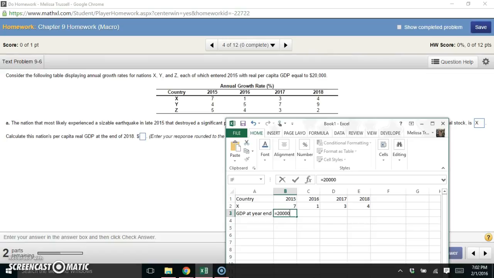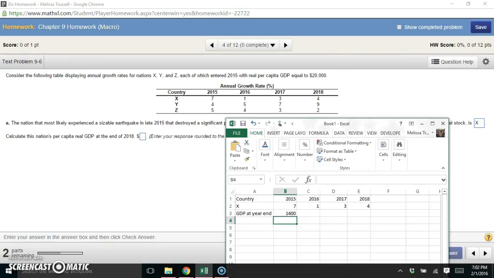20,000 times 0.07. That's my 7%, right? You want to always change it into a decimal before you do this math. So to change a percent into a decimal, you just divide by 100 or move the decimal over 2 places. So I'm going to multiply by 0.07, and I get 1,400. Is that my new GDP, though?